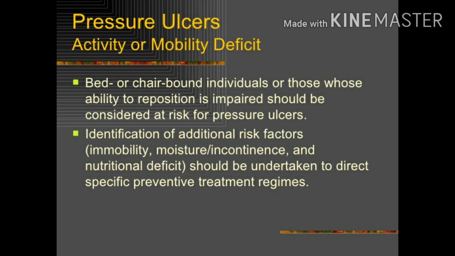As we have discussed in the previous slides, one of the main reasons for the development of pressure sore is immobility. So bed or chair bound individuals or those whose ability to reposition is impaired should be considered at risk for pressure ulcer. Other additional risk factors such as immobility, moisture, incontinence, and nutritional deficit should also be taken into account to prevent the development of pressure sores.